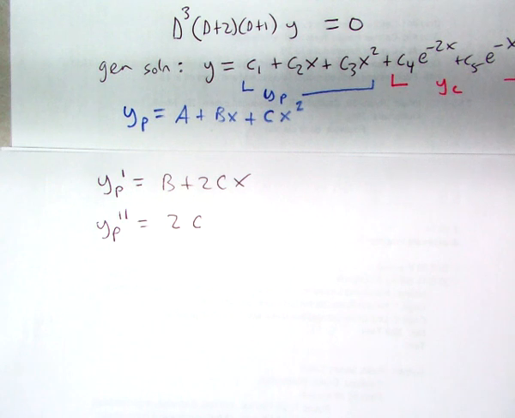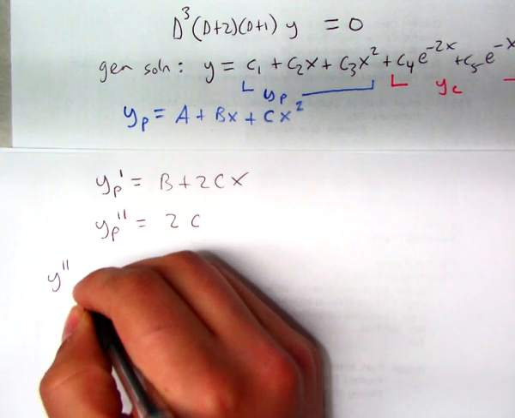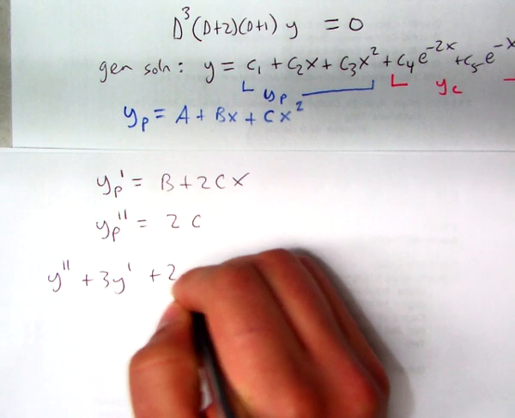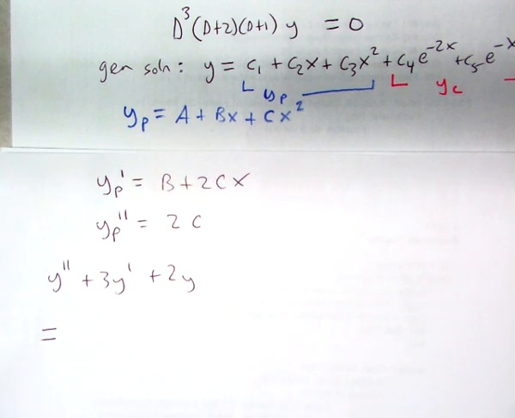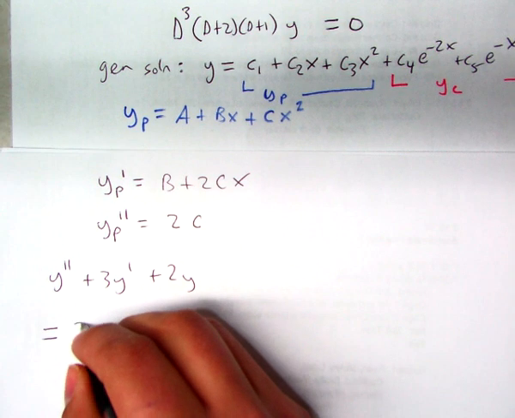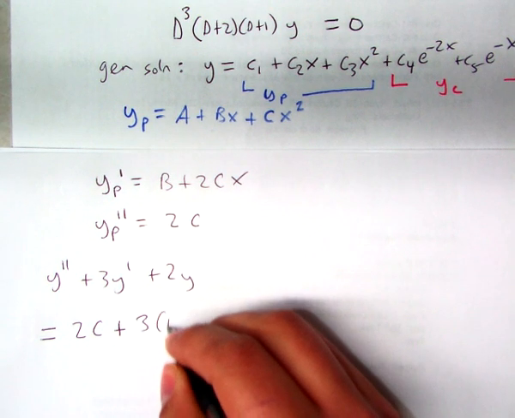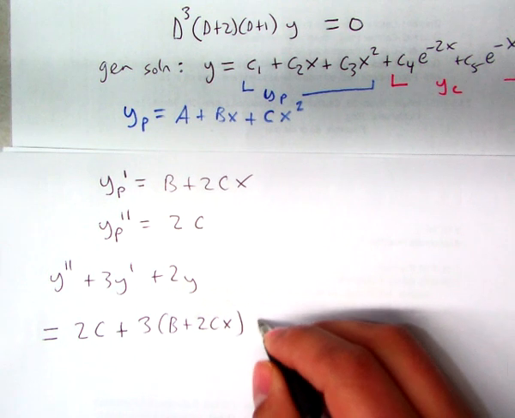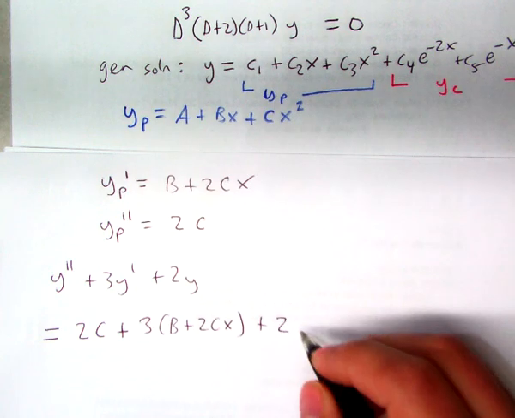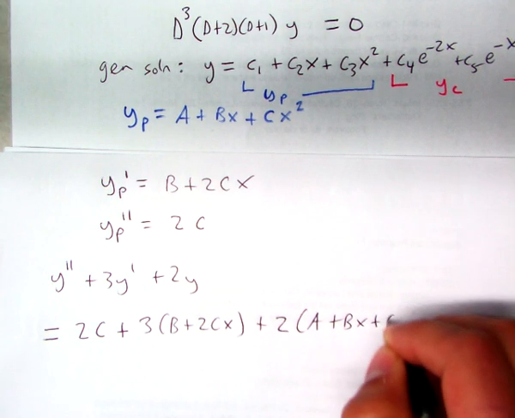Okay, let's go ahead and plug this back into the original equation, which was basically y double prime plus 3y prime plus 2y equal to 4x squared. But let's just see what the left-hand side does. Y double prime becomes 2c. 3y prime becomes 3 times the quantity b plus 2cx, plus 2 times our original y for this particular solution, which is a plus bx plus cx squared.